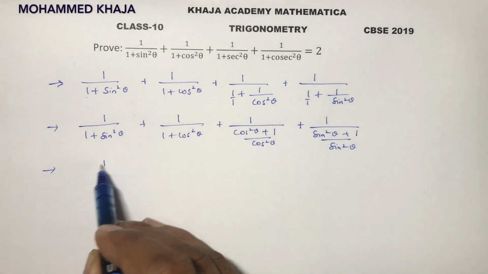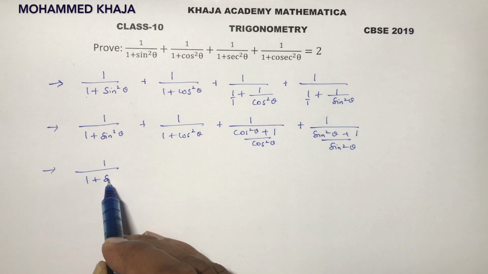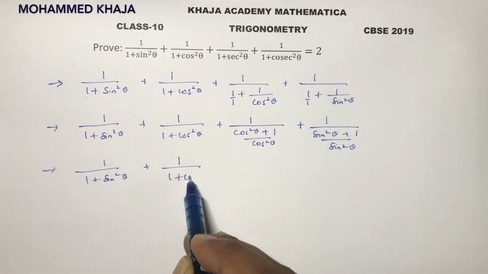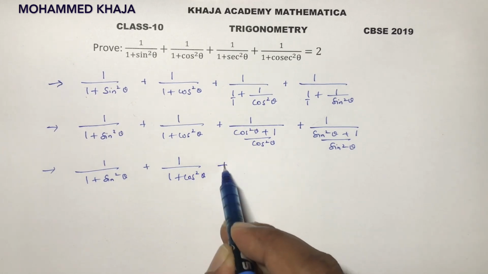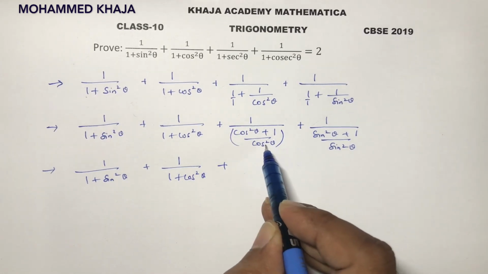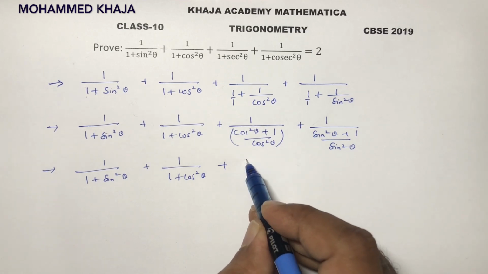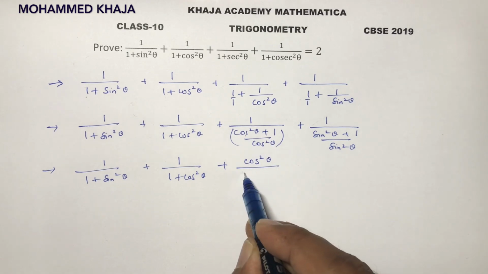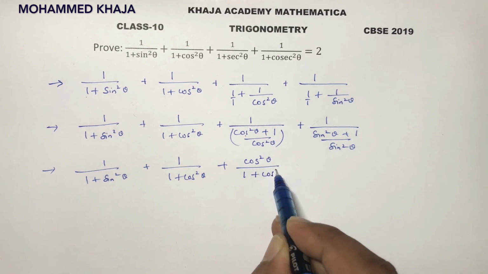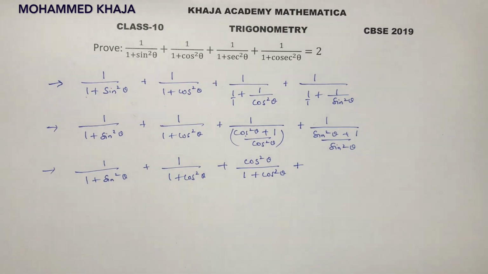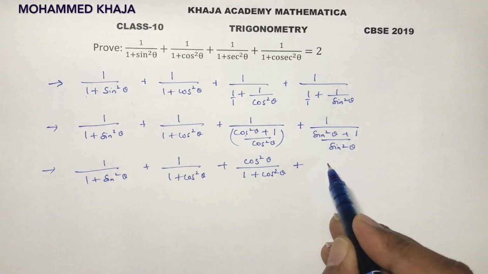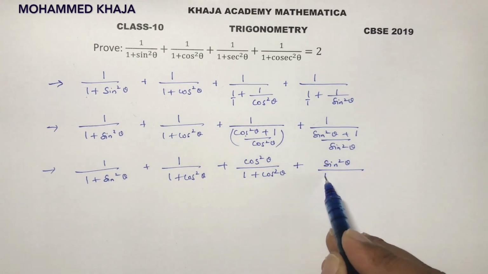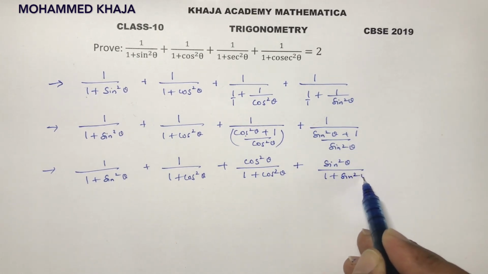Now 1 by 1 plus sine square theta plus, as it is, 1 by 1 plus cos square theta, this will become reciprocal, cos square will go to the numerator. Now here cos square theta by cos square theta plus 1, or you can write 1 plus cos square theta, plus here this will become reciprocal again, sine square theta by sine square theta plus 1, or you can write 1 plus sine square theta.